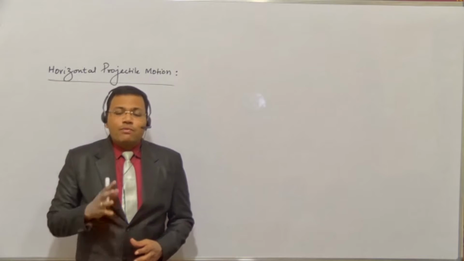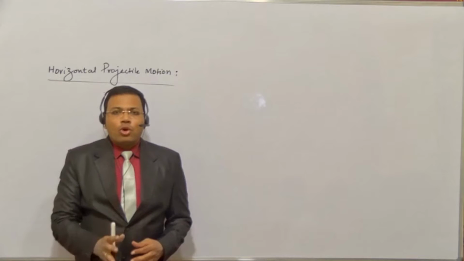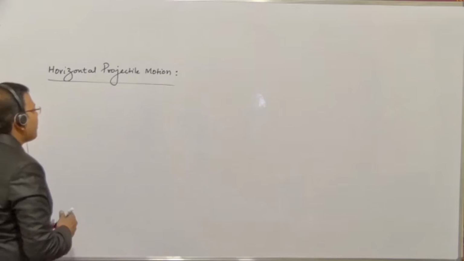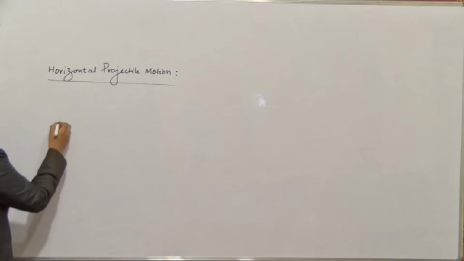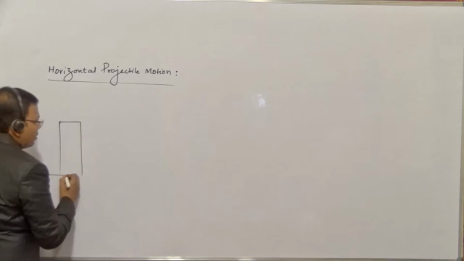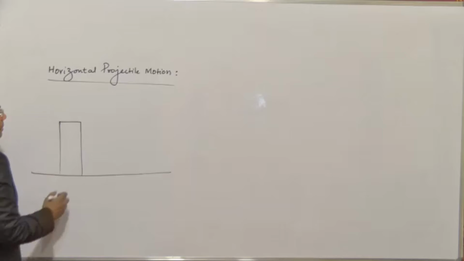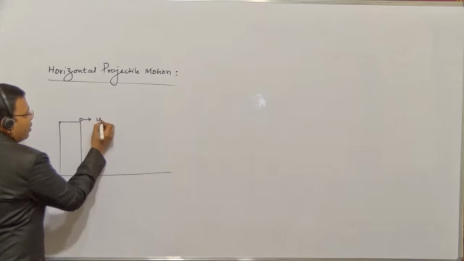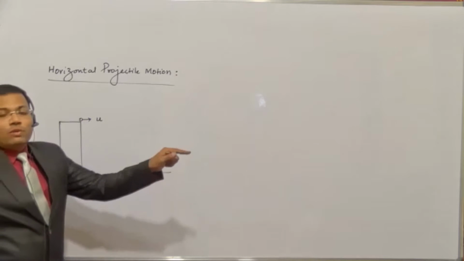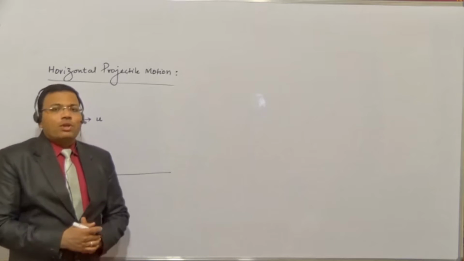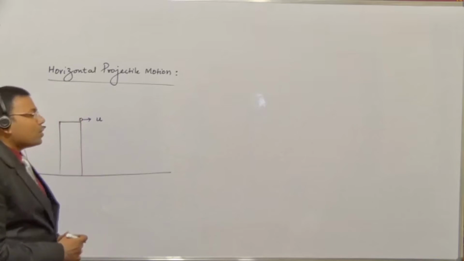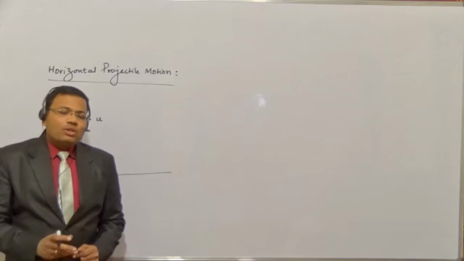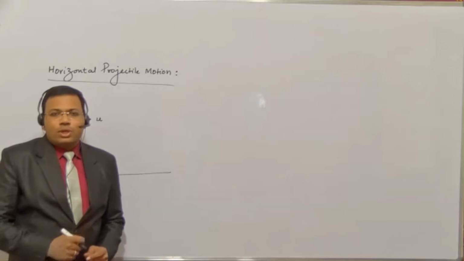As I said, we have to throw a stone or a body or an object from a certain height. Try to understand the situation here. This is a building. From here, we are throwing the object with initial velocity u, only a horizontal velocity. This horizontal velocity is not going to change throughout its motion because there is no acceleration in the horizontal direction.